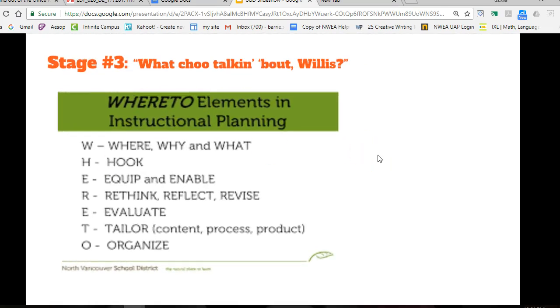Stage 3 incorporates what you're talking about, Willis, where the where-to elements in instructional planning are carefully thought through, telling students what to do, using a hook, and I know myself, I'm going to use a hook probably on a daily basis.